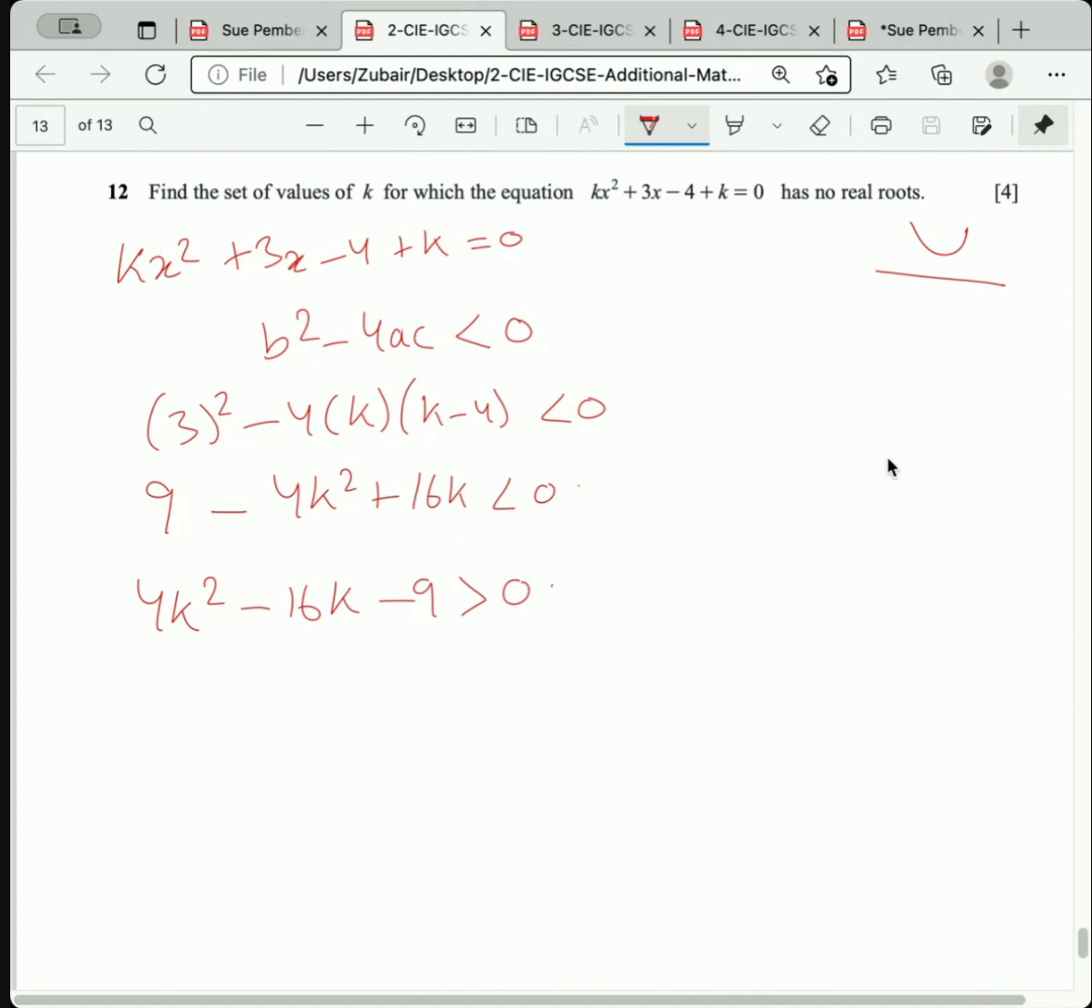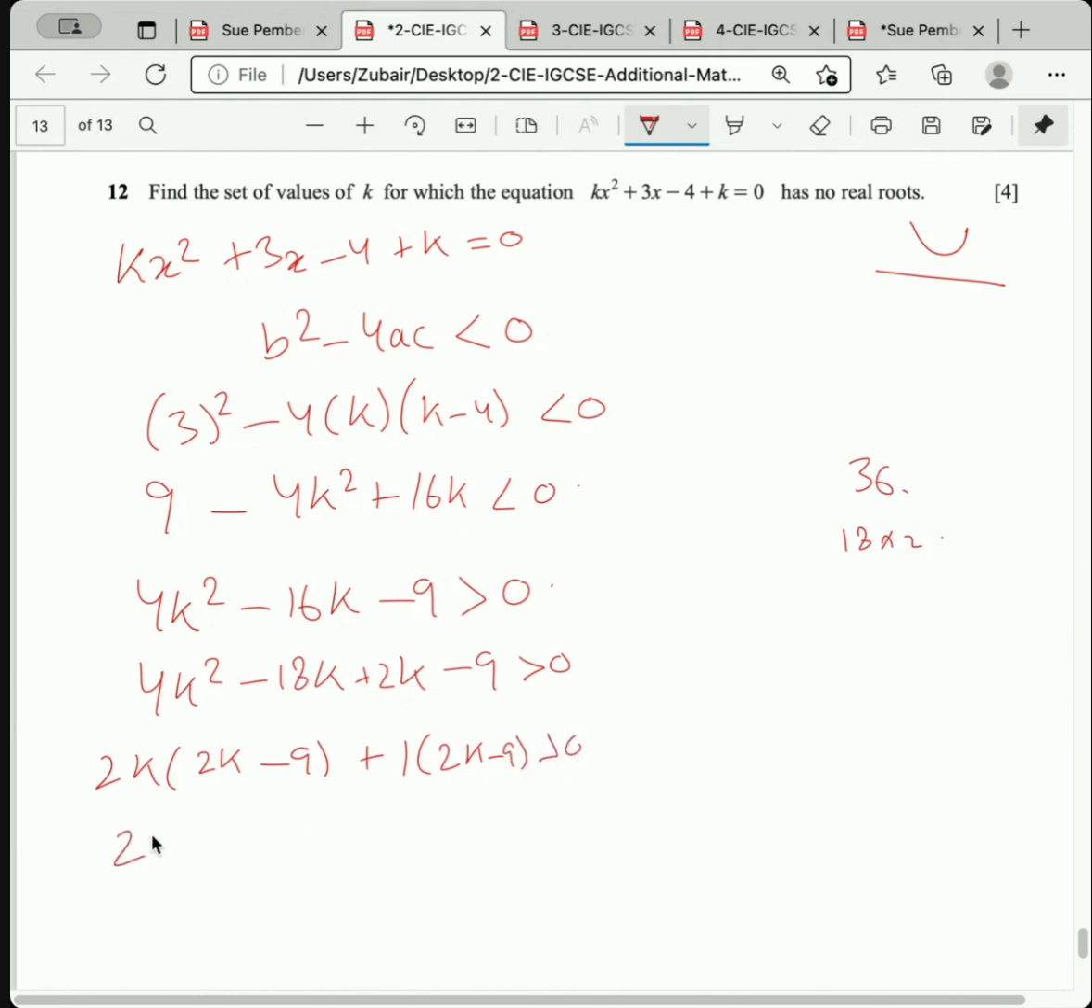4 9s are 36, and 18 and 2. So 4k square minus 18k plus 2k minus 9 is greater than 0. Factorizing: 2k plus 1, 2k minus 9.